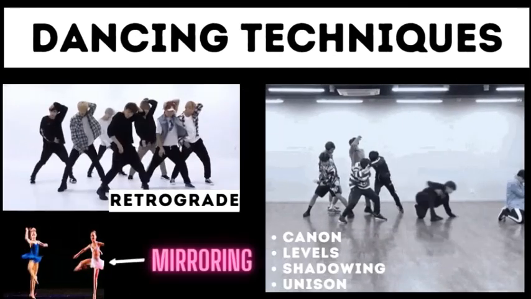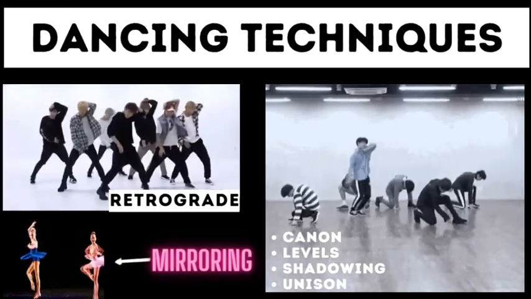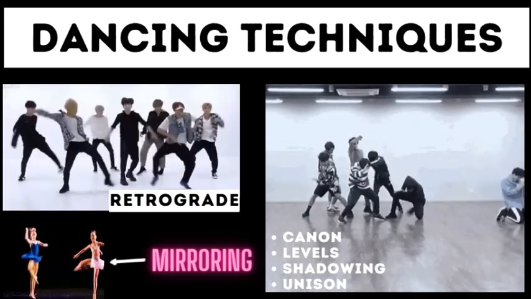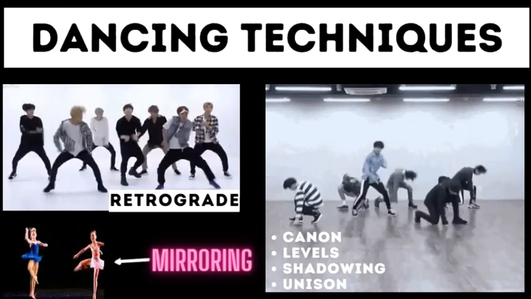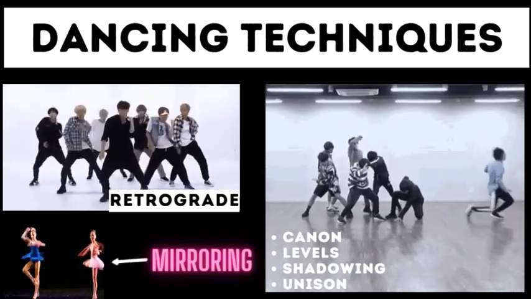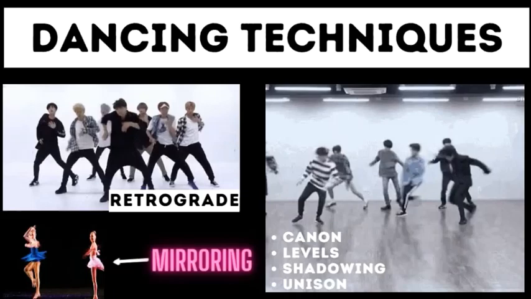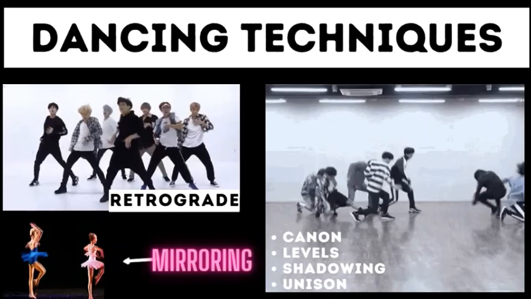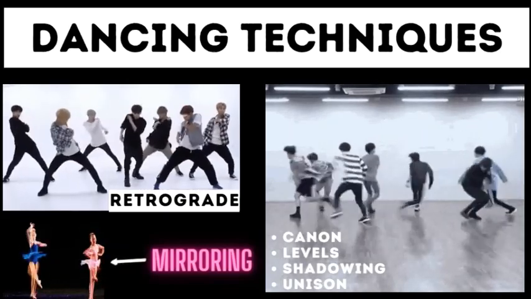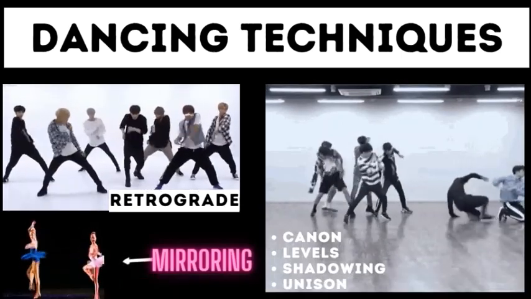Now, specifically, we were going to talk about the dancing technique in terms of music. So, in dancing technique, we have here the mirroring. Pag sinabing mirroring, the two dancers or the two performers face each other and do the same steps. And when it comes to retrograde naman, they have the same sequence of movement pero in reverse order. Kumbaga nagkakaroon tayo ng different siding movement. And then, we also have canon, level, shadowing, and unison.